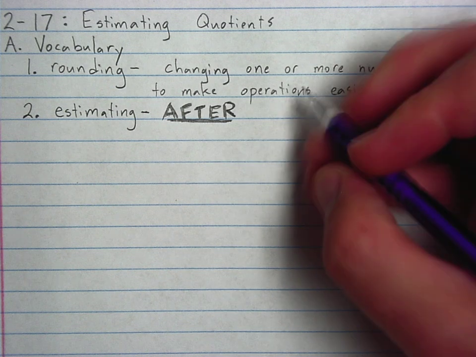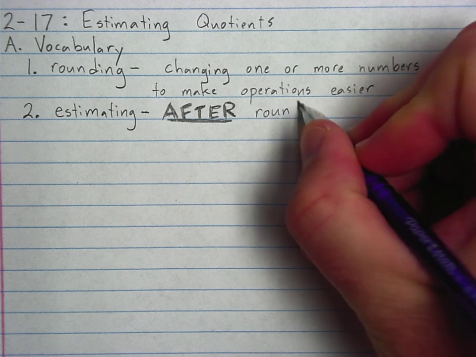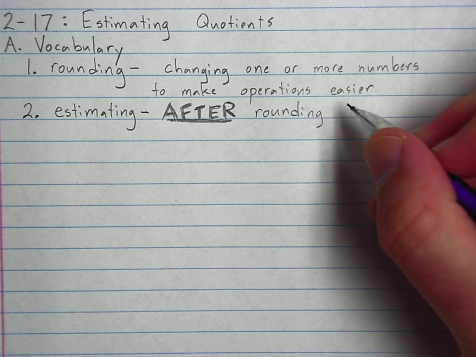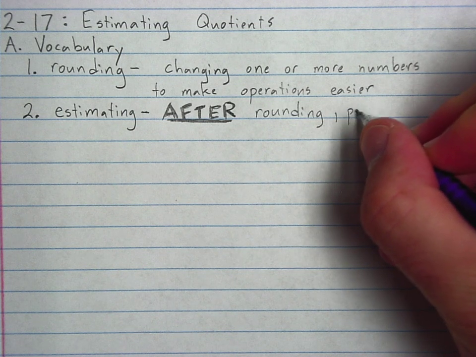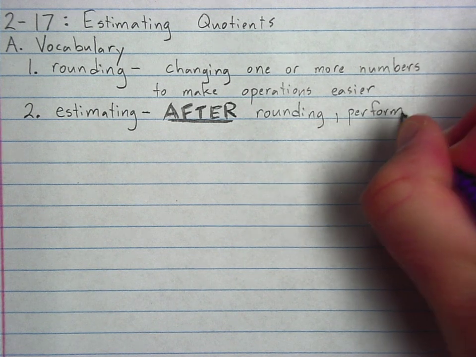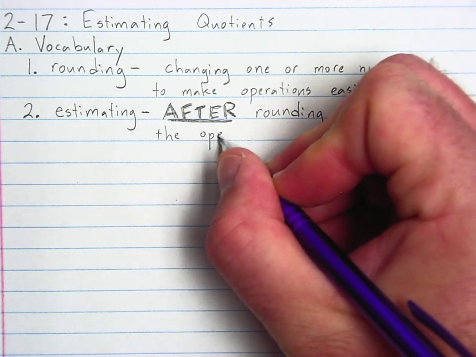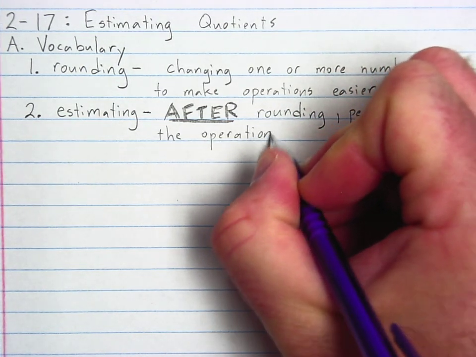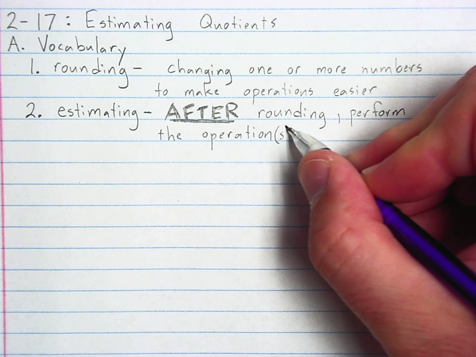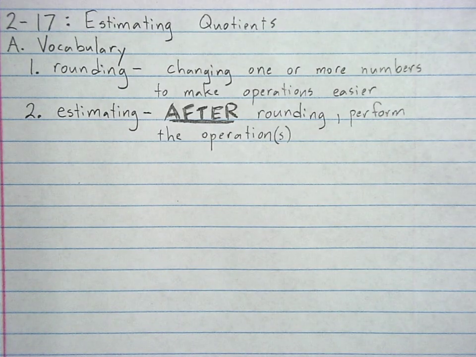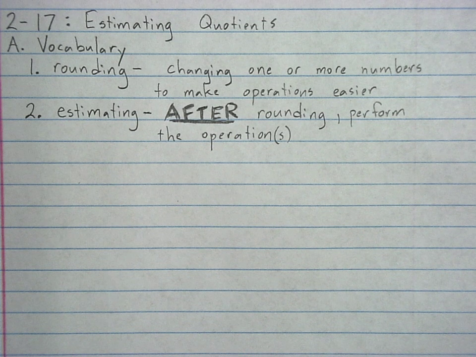Estimating. After rounding, once you're done rounding, after rounding, perform the operation. And I'll go ahead and put one of my little parenthesis S's just in case there's more than one. Perform the operation or operations. But for what we're doing, it'll usually just be one.